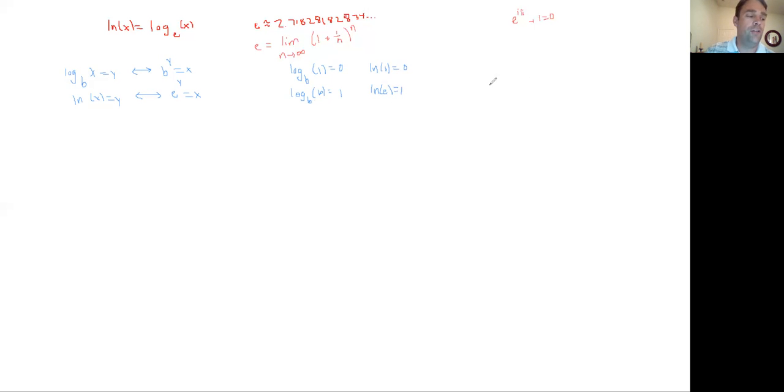And then we have our 3 log properties. You used these in Integrated 3 and in Pre-Cal, so you should be pretty familiar with them. If we have an exponent, the exponent always goes to the front, and not in the back. So we just bring that up to the front of it.